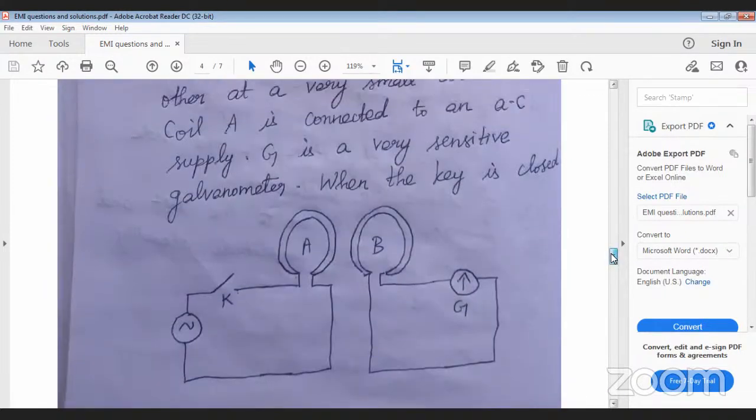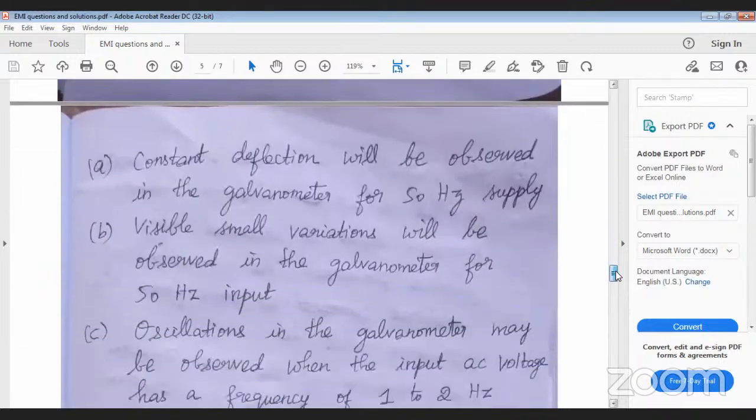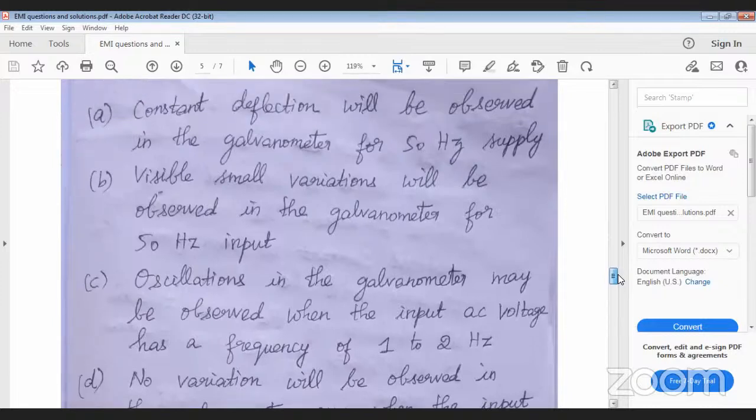But here what they are asking is, they are having 4 options here. Among the 4 options, you should choose the right option.